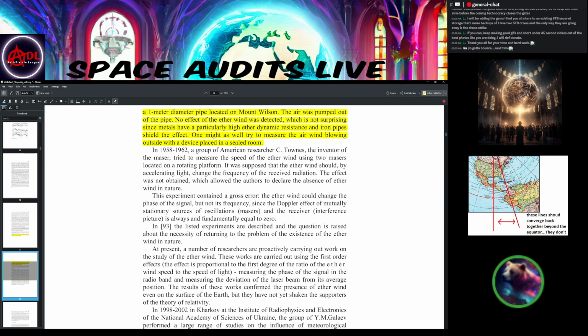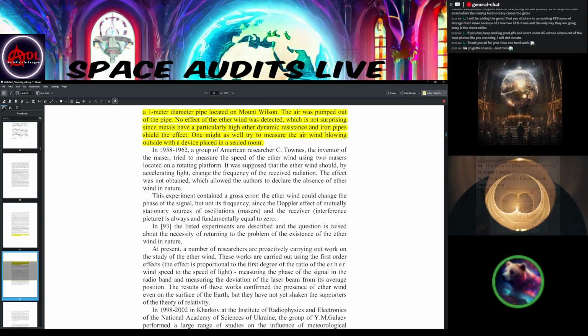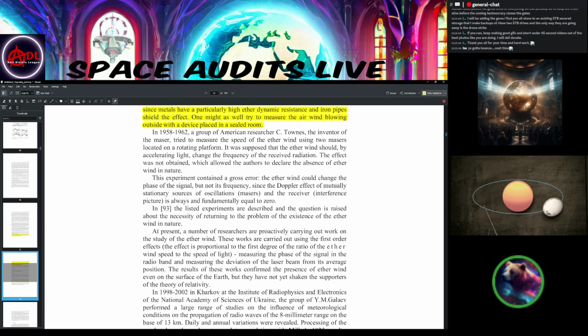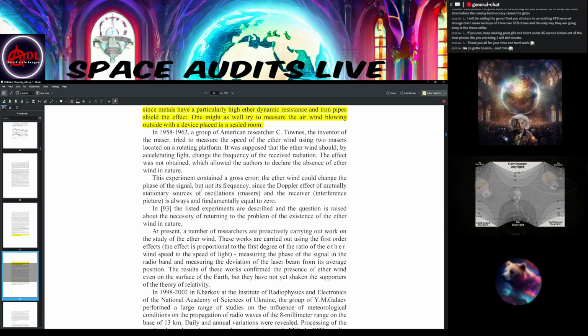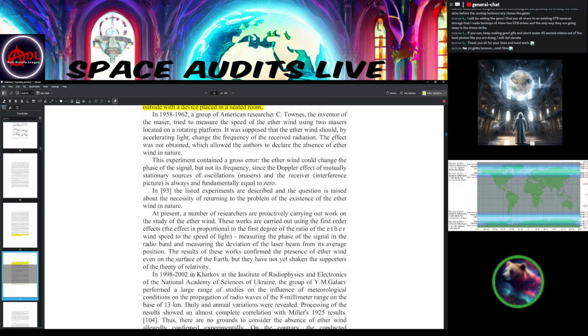In 1958 and 1962, a group of American researchers, including C. Townes, the inventor of the maser, tried to measure the speed of the ether using two masers located on a rotating platform. It was supposed that the ether wind should, by accelerating light, change the frequency of the received radiation. The effect was not obtained, on which basis the authors declare the absence of the ether in nature. This experiment contains a gross error. The ether wind could change the phase of a signal, but not its frequency, since the Doppler effect for mutually stationary sources and oscillations, masers and receivers, in interference pictures is always fundamentally equal to zero.